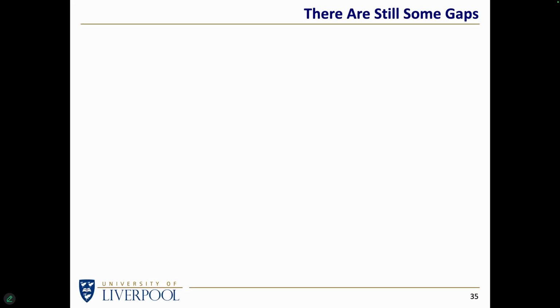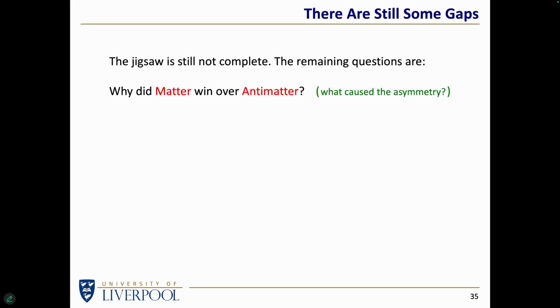I have to admit there are still some gaps in our understanding. The jigsaw is not really complete. We have some fairly fundamental questions to answer. Why did matter win over antimatter? It appears to have happened, but we don't know what caused the asymmetry in the first place. Why didn't the universe just make equal amounts of matter and antimatter?